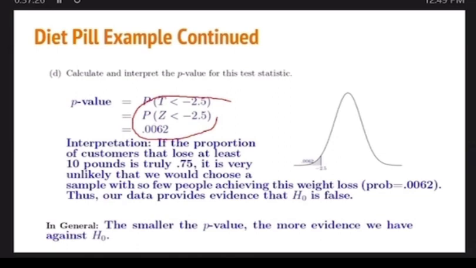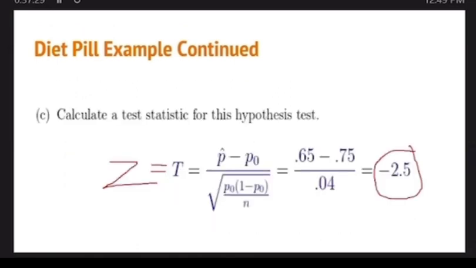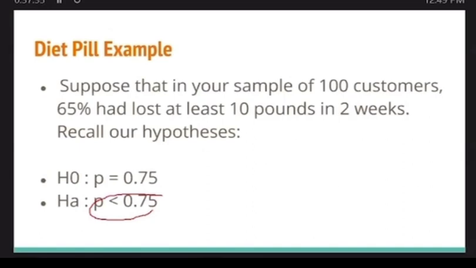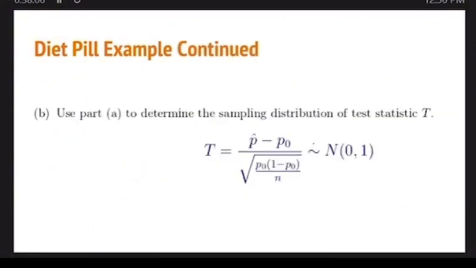Now I'm going to go back to the hypothesis. Because the p-value of 0.0062 is less than the standard level of significance of 0.05, we are rejecting the null hypothesis. Rejecting the null hypothesis means we have sufficient evidence to reject it. And don't forget, the null hypothesis is the claim of this company. So rejecting that is why we have the decision here.